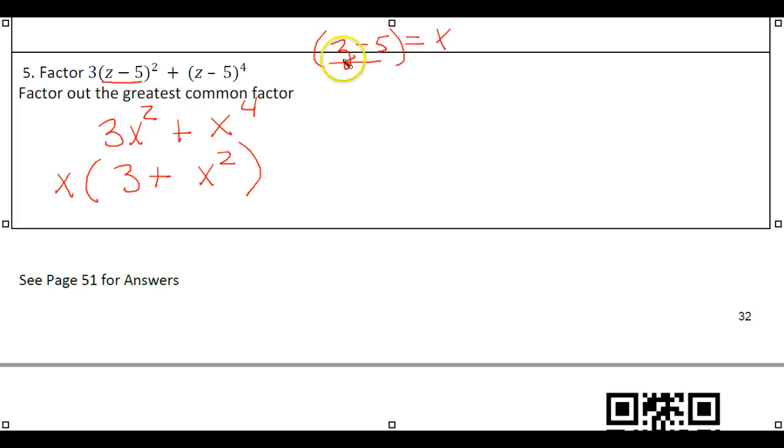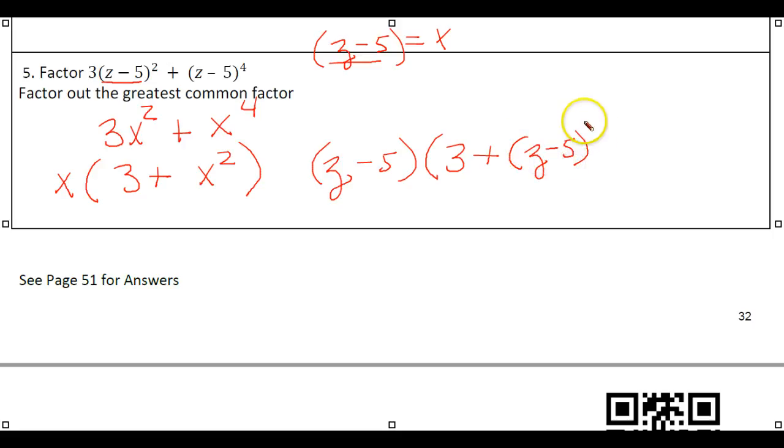But what is x? Well, x is z minus 5 in parentheses, and then we have a 3 plus, and then in parentheses again, z minus 5. So often when you're using 2 sets of parentheses, you change this one to a bracket. And this is squared. Okay.